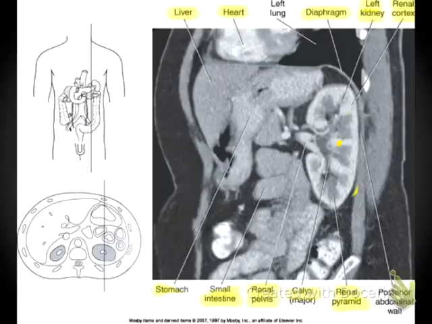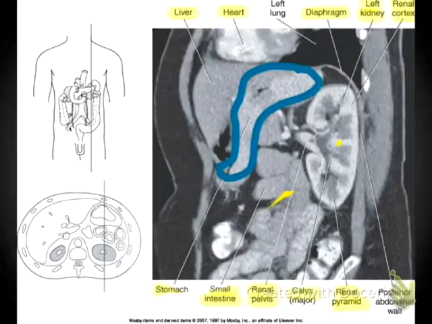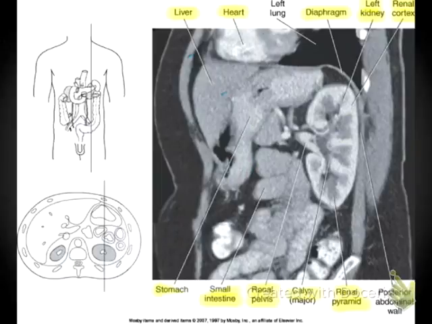We have the jejunum. And we have the stomach here, which this would be the fundus. This would be the body. We also do see in relationship to the kidney that we have the calyces here, and here, and here, all coming in to form the renal pelvis.